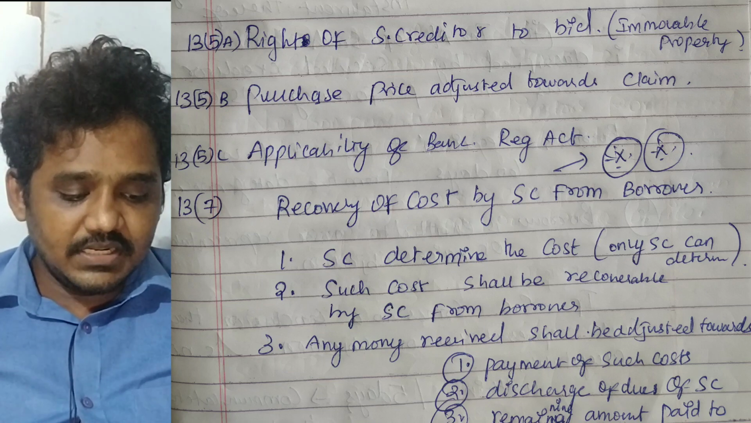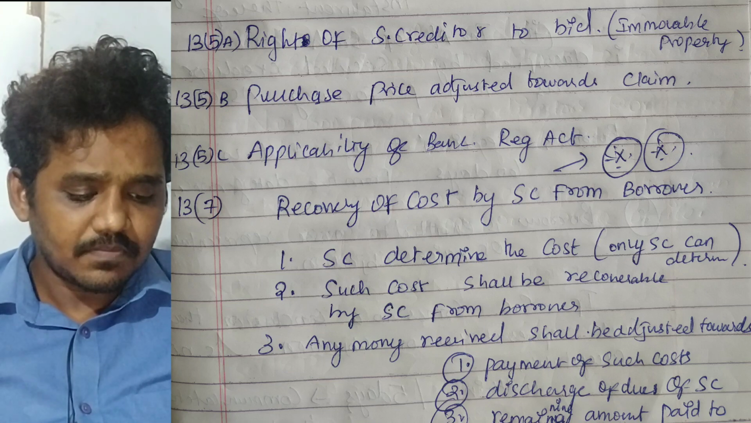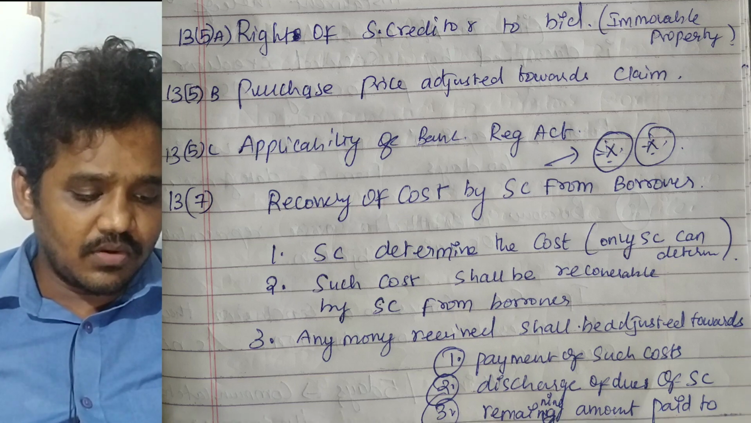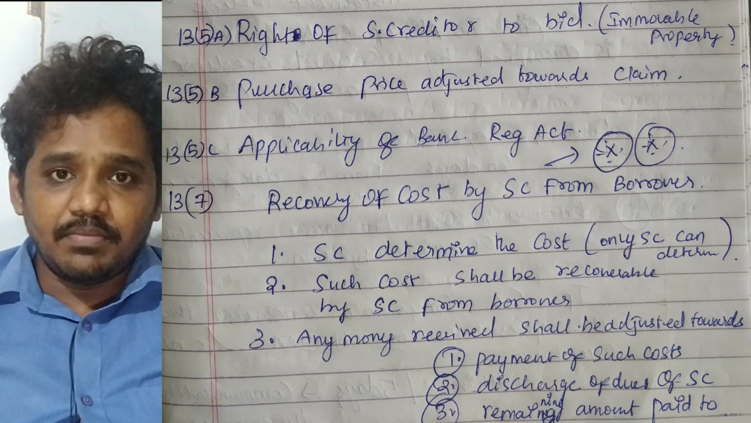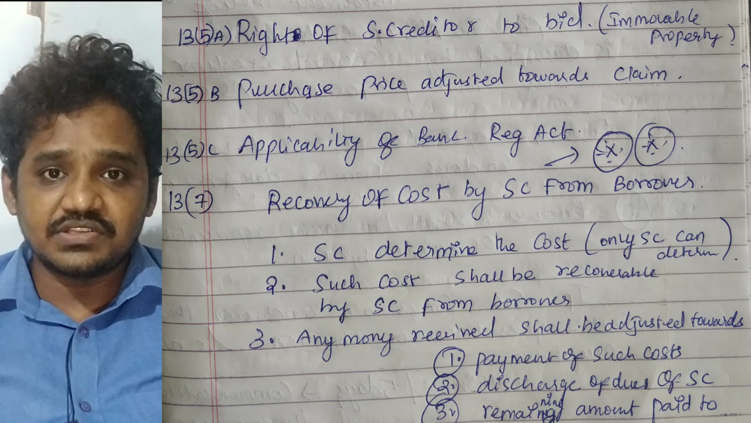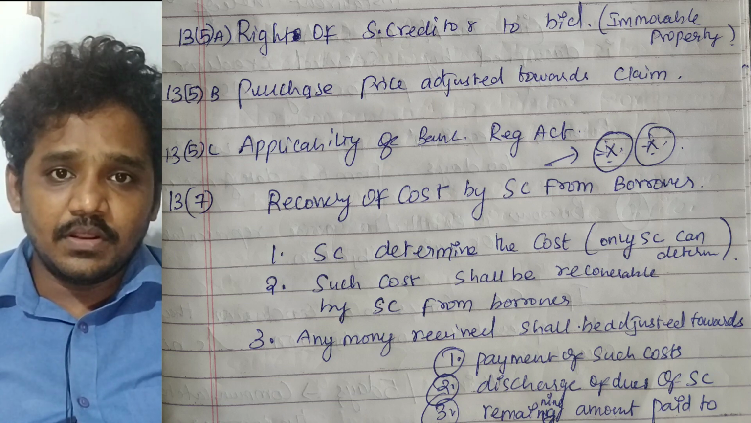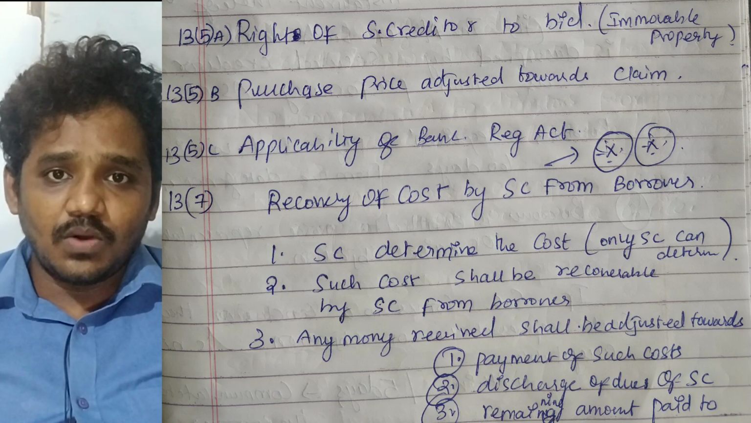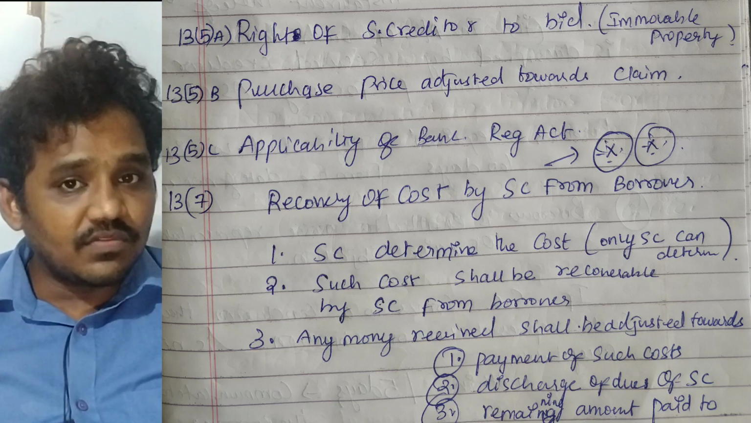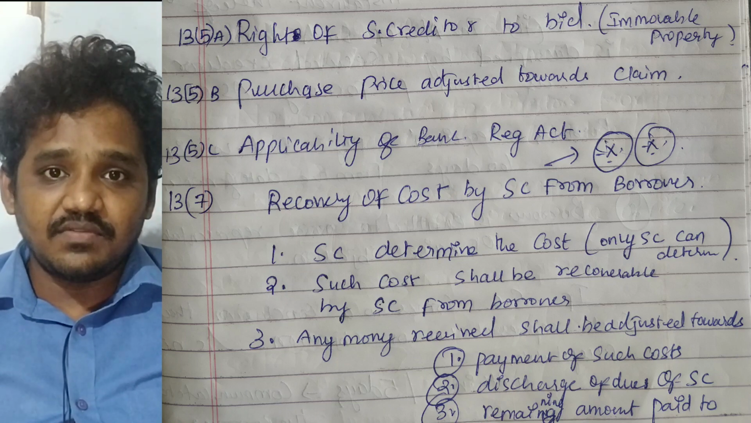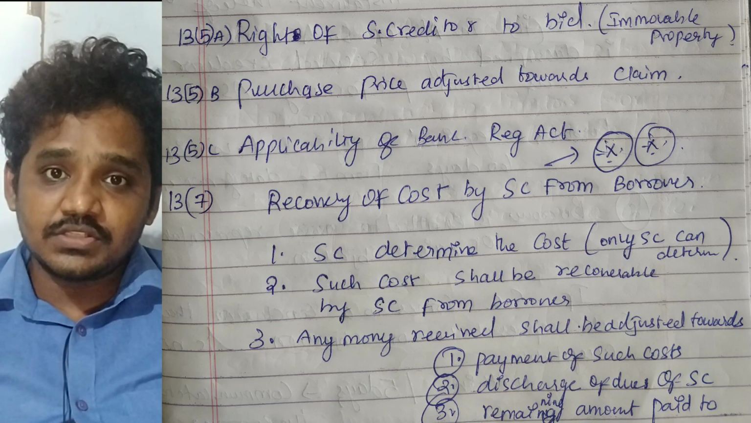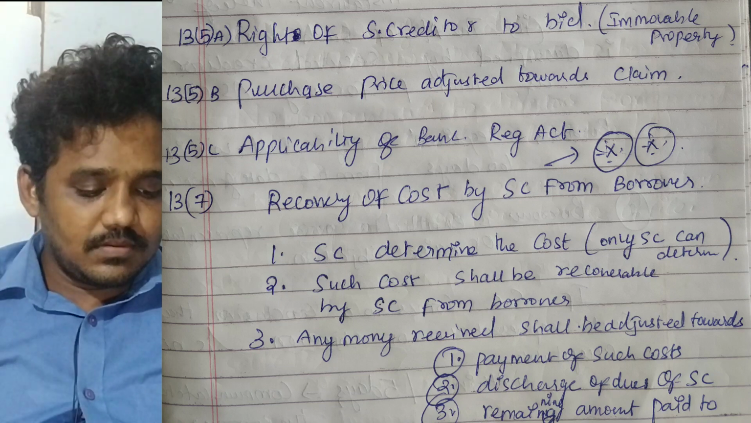Now, section 13(7), recovery of cost by secured creditor from borrower. At times, the secured creditor may spend some additional amount in terms of realization of the debt. So in terms of the security, the additional amount they spent will also be part of the loan. The loan gets increased as and when the additional amount is spent by the secured creditor. That amount will also need to be paid by the borrower.